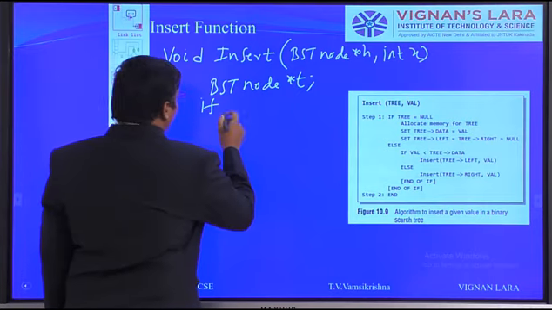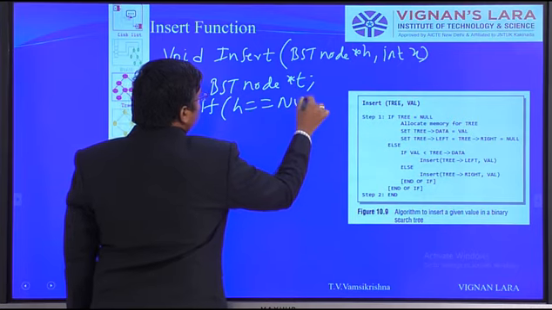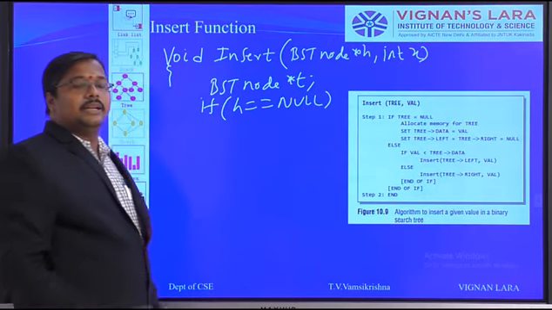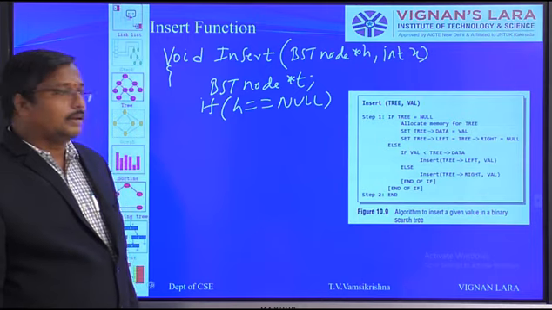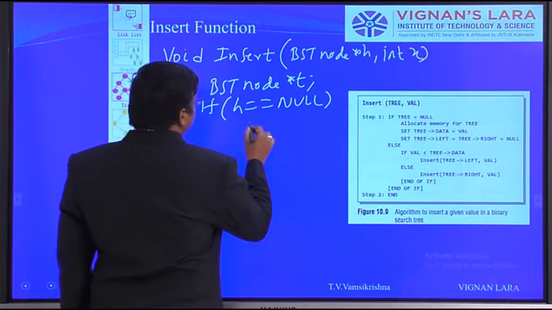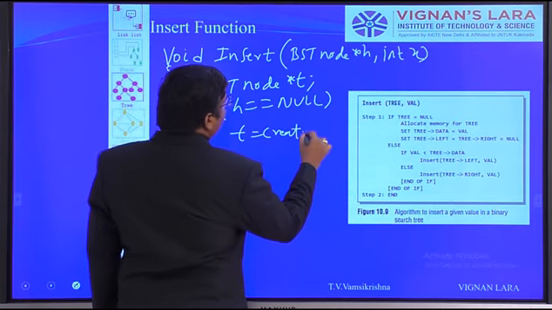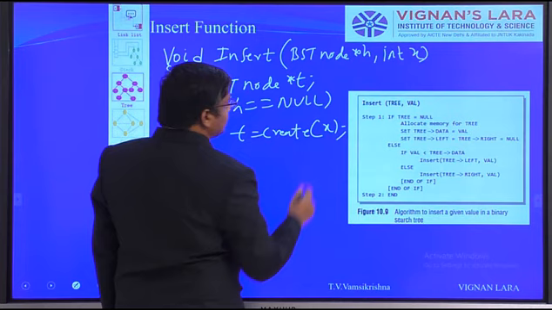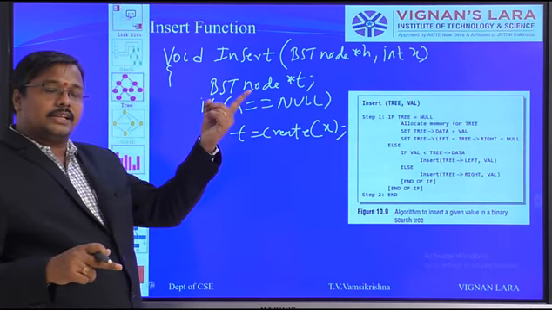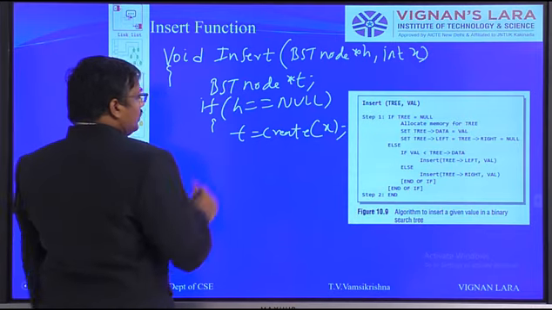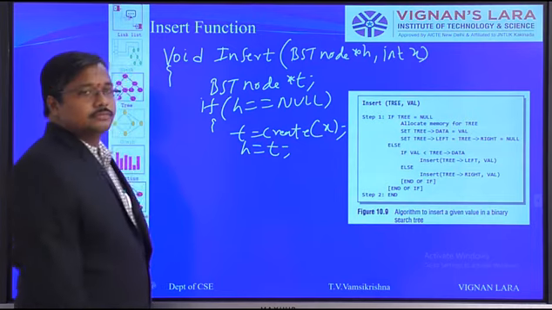If H double equal to null, it means it is an empty tree. So we simply write T equal to create of X. The create function creates the node and returns the starting node address. Then I assign that node address into H.